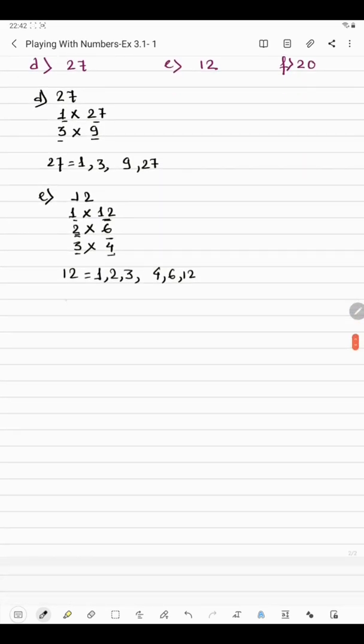Now next we have 20. We will have to find the factors of 20. Again 1, 20s are 20. Then after 1, so these two are the factors of 20. Now after 1, 2 comes. So 2 10s are 20. So these are the factors of 20. Then after 2, 3 comes, which 20 cannot be divided by. Then 4 comes. Now in 4's table, if you check, 4 5s are 20. So these are the factors of 20.